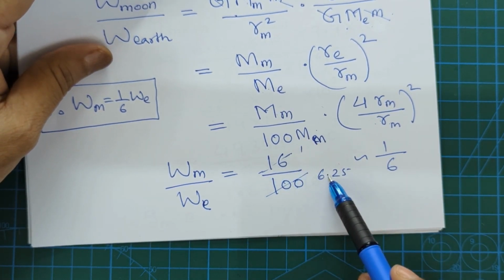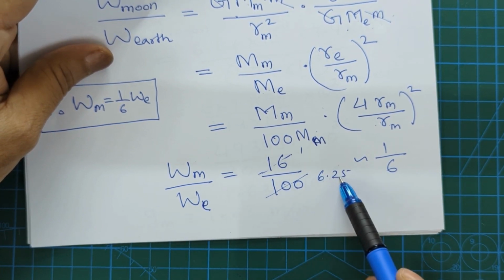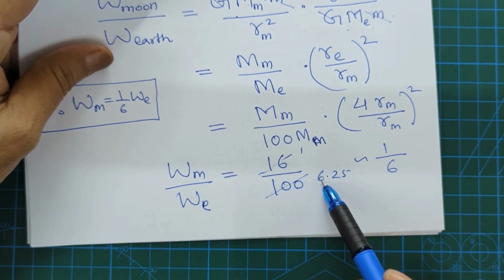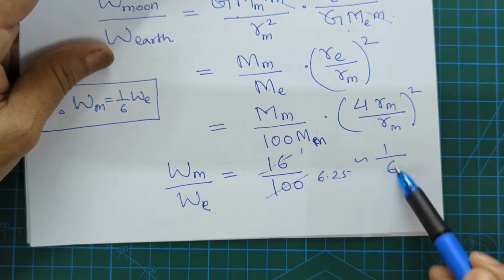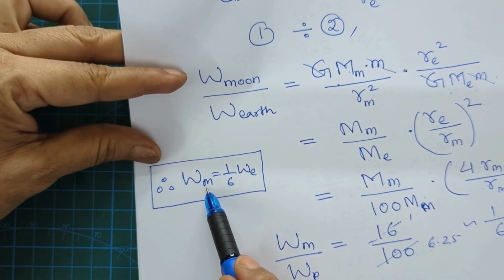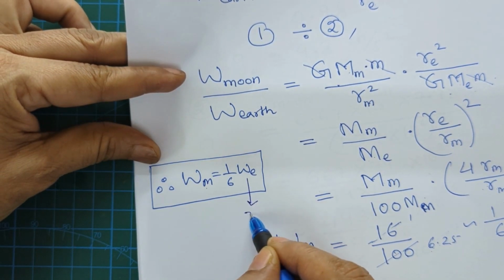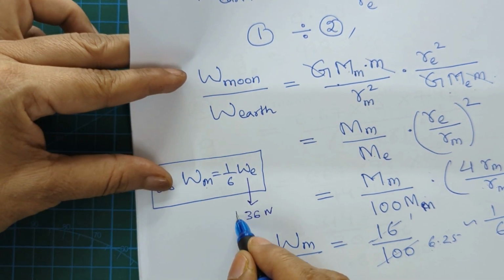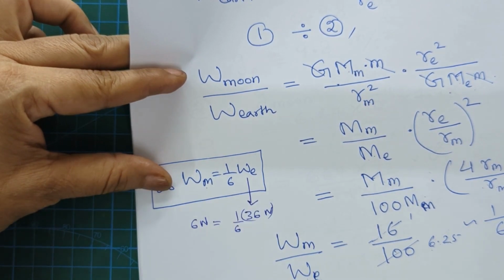16 into 6.25 is 100, clear number. And 6.25 can be approximately taken as 6. So this ratio is 1 upon 6. So weight of a body on moon divided by weight of a body on earth is 1/6. And when we cross multiply, we will get that weight of a body on moon is 1/6 weight of a body on earth. Its meaning is, if an object weighs 36 newtons on earth, then on moon it will weigh its 1/6, means 6 newton on moon.